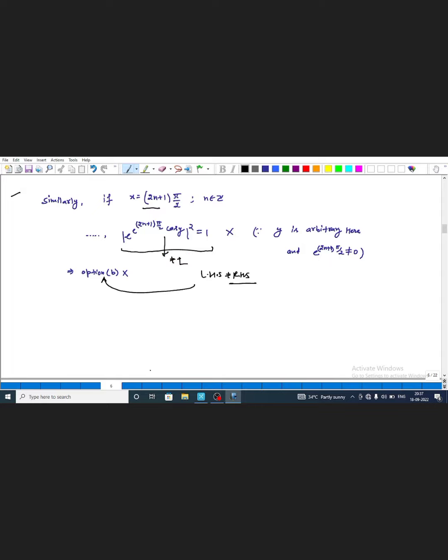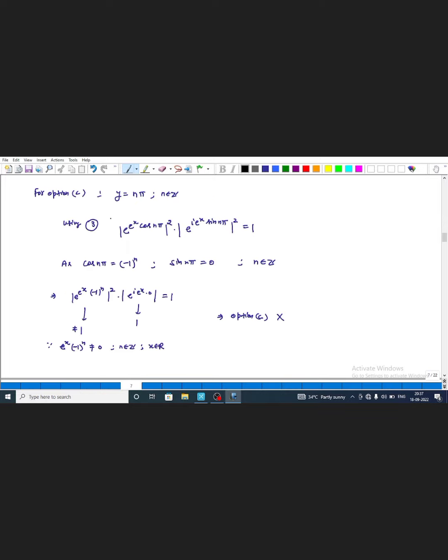Now come to option C. In option C, we are given that y is equal to nπ for some integer n. Now using 3, we have the square of the modulus of e^x cos nπ into the square of this is equal to 1. Now as we know, cos of nπ is equal to (-1)^n and sine of nπ is equal to 0, where n belongs to the set of integers. This further implies that the square of e^x into (-1)^n into the modulus of e^(i...) e^x into 0.